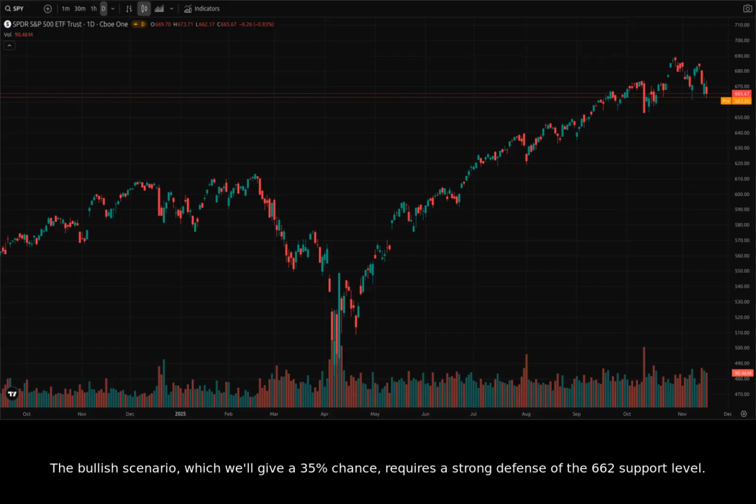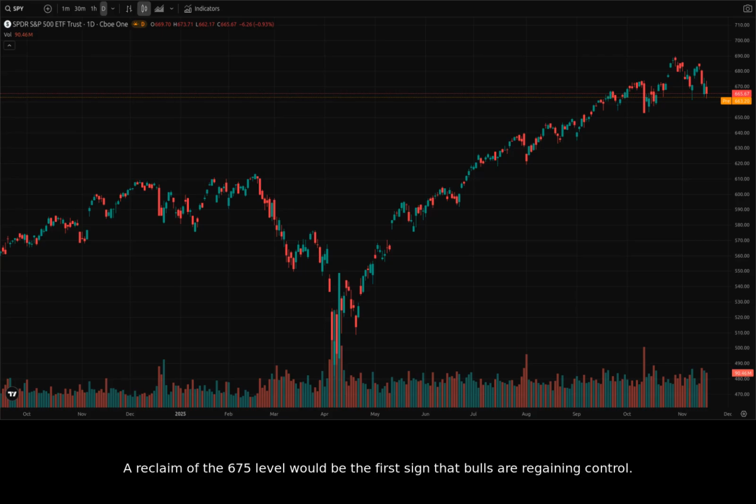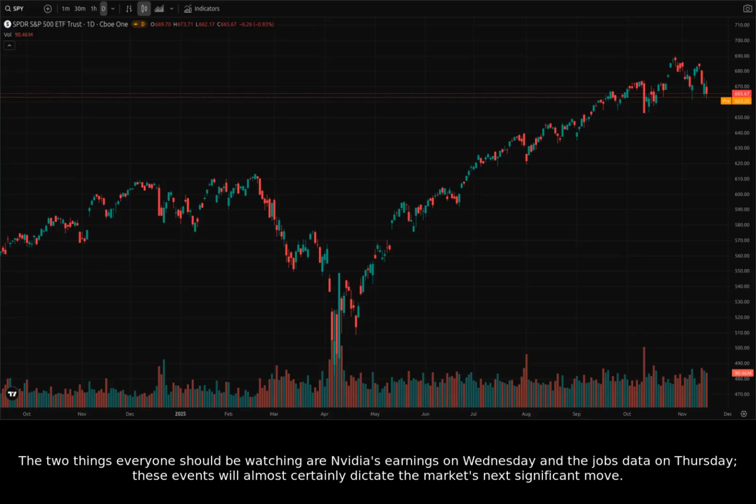The bullish scenario, which we give a 35% chance, requires a strong defense of the 662 support level. For this to happen, we would likely need a catalyst, such as blockbuster earnings from Nvidia that reignites the AI hype, or a very weak jobs report that puts a December rate cut firmly back in play. A reclaim of the 675 level would be the first sign that bulls are regaining control. The two things everyone should be watching are Nvidia's earnings on Wednesday and the jobs data on Thursday. These events will almost certainly dictate the market's next significant move.